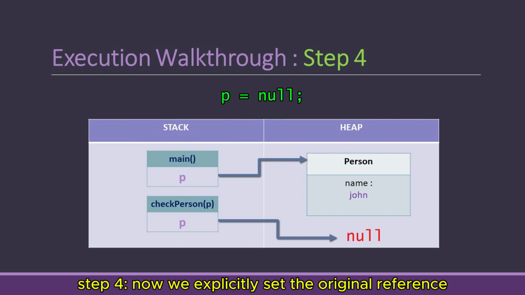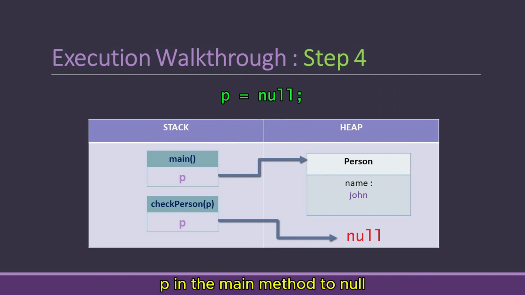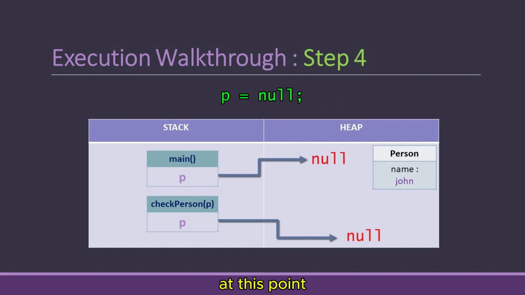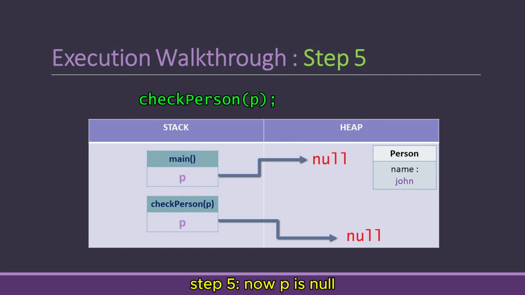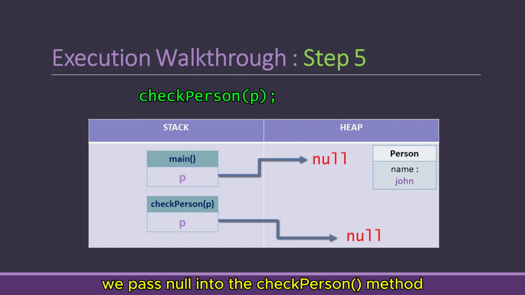Step 4. Now we explicitly set the original reference p in the main method to null. At this point, p no longer points to any object in the heap. Step 5. Now p is null. We pass null into the checkPerson method. Inside the method, it checks if p is null.